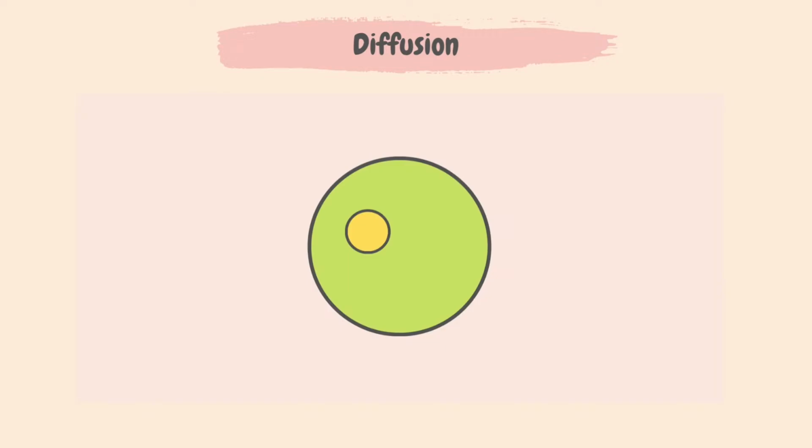Let's take a look at diffusion first. Diffusion is quite often how molecules move in and out of our cells through the cell membrane. The cell membrane controls what substances enter and exit the cell.